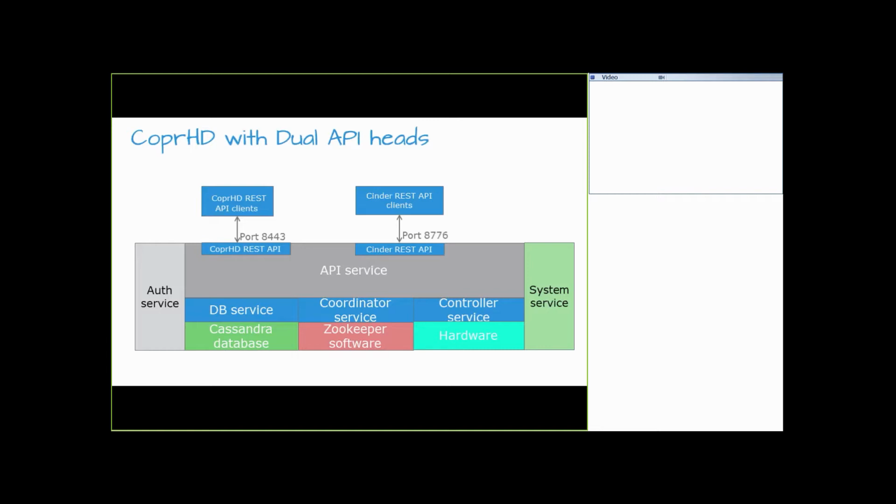Okay. So we talked about this dual head, and in the dual head, basically, it's a small incremental effort on the CoprHD side to add support for the Cinder API. The other important thing is that once we do this, the replacement happens at the Keystone level, and once the replacement has happened at the Keystone level, as far as I know, we do not need to make any changes to any of the other services in OpenStack.